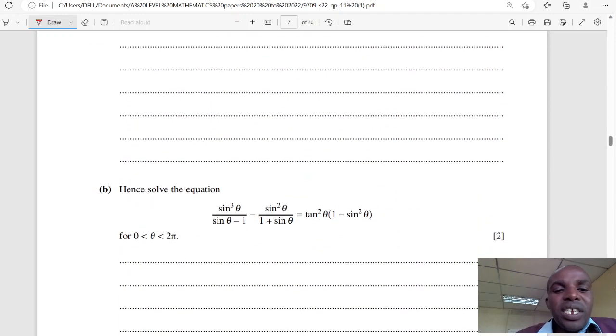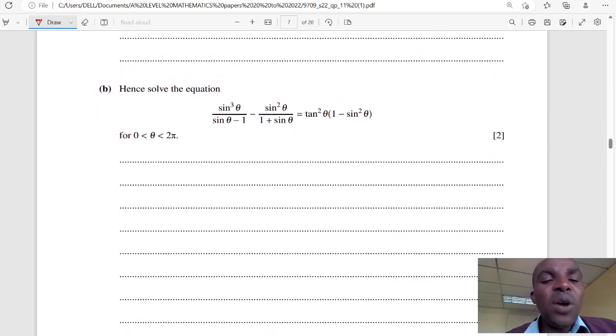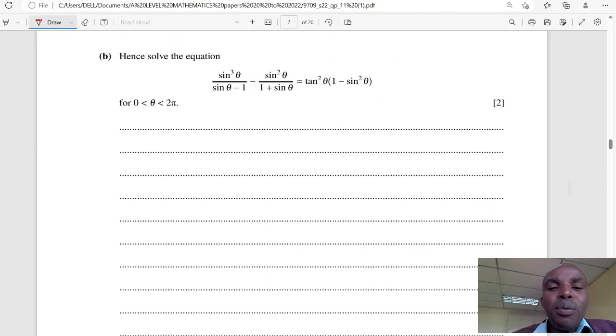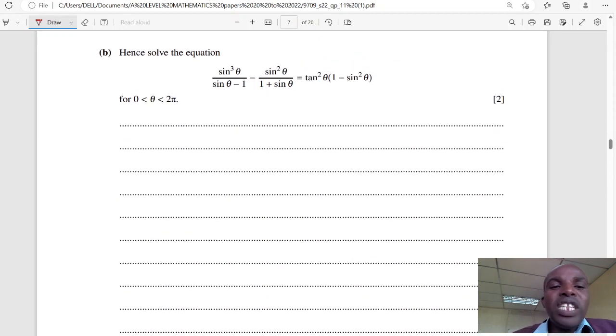Right, next part. Then solve the equation. So using the result that we found on part A, we're supposed to use the same to solve this part, part B, and find the values of theta between 0 and 2 pi. Take note, your angles must be in radians, not in degrees. But you can work in radians, you can work in degrees, then change or convert to radians. Still, there's no problem with that part.